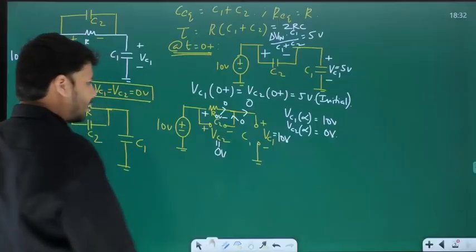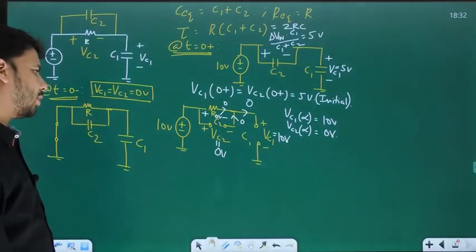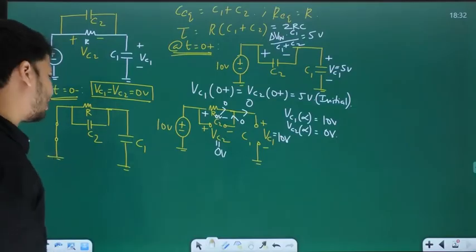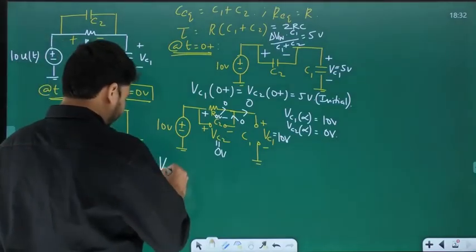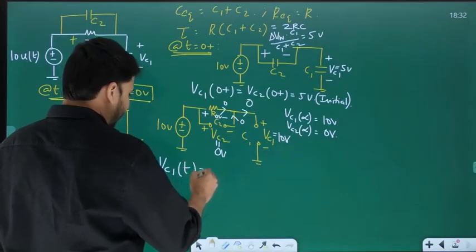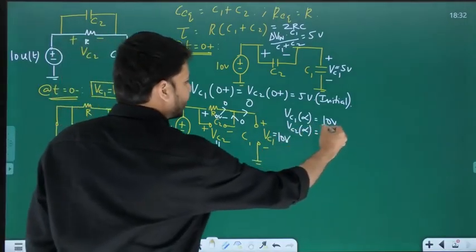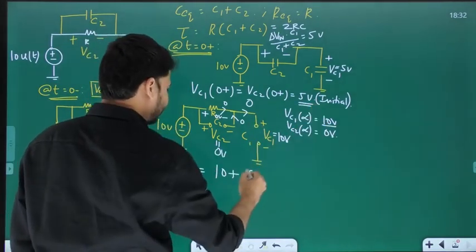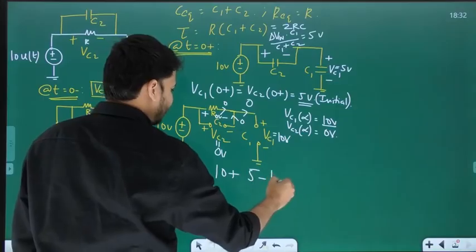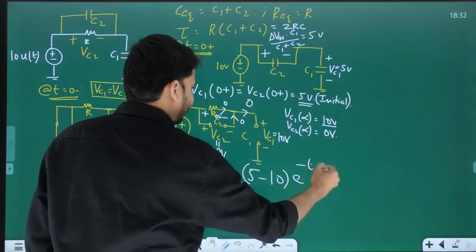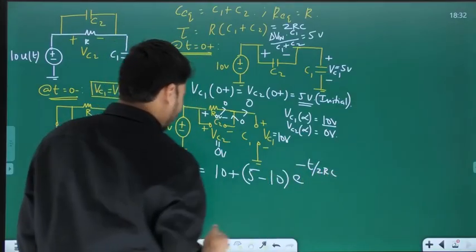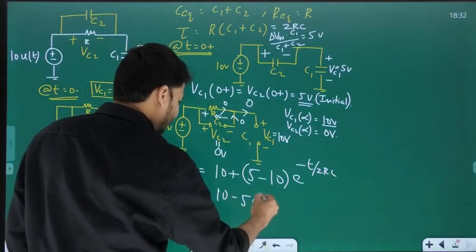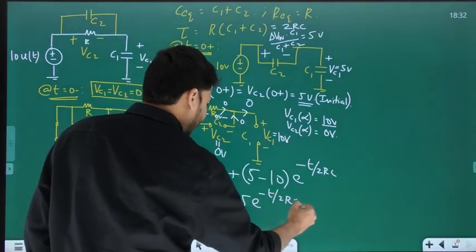Whether it is VC1 or VC2, both are going to be the same form: final plus (initial minus final) times e power minus t by tau. So VC1 of t, final is 10, plus initial is 5, minus final, which is 10, times e power minus t by 2RC. And that is 10 minus 5 e power minus t by 2RC.